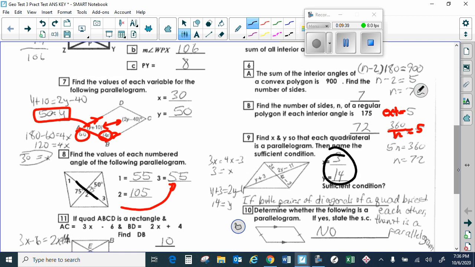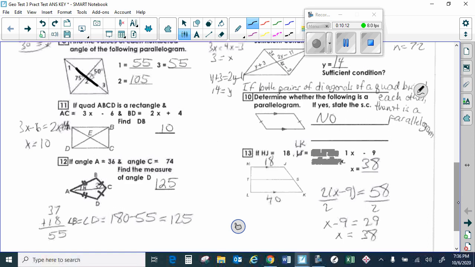And it says then name the sufficient condition. So if both pairs of diagonals of a quadrilateral bisect each other, then it is a parallelogram. Remember, it's an if-then statement. A lot of you blew that on your post-mod 1 test. You didn't write it as a condition. Only about 5 of you got it right in the class. Okay, you're writing that out. There's your conditional. Remember, we wrote those down at the bottom of the quadrilateral hierarchy.